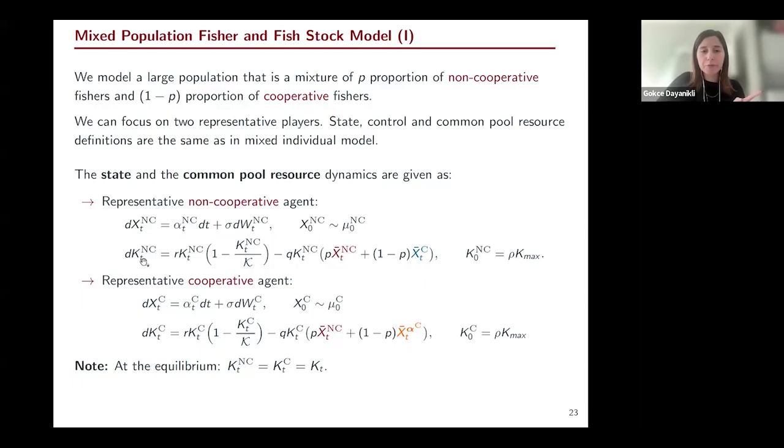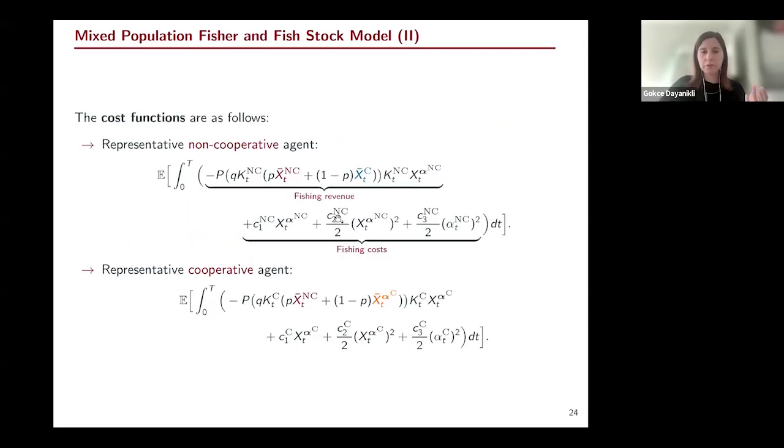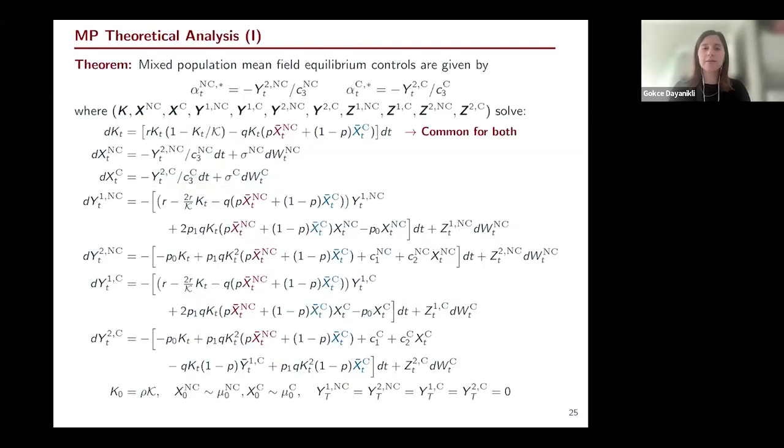Even if I introduce the common pool resource dynamics differently due to this different input that is observed by the non-cooperative agents and the cooperative agents, at the equilibrium they are going to be equivalent to each other, and we are going to have only one common pool resource dynamics. So the cost functions are similar to the mixed individual case, where for the representative agents we have the non-cooperative and cooperative average fishing efforts exogenously. But for the cooperative setting, the cooperative agent sees the average fishing effort of the cooperative population as something they can control.